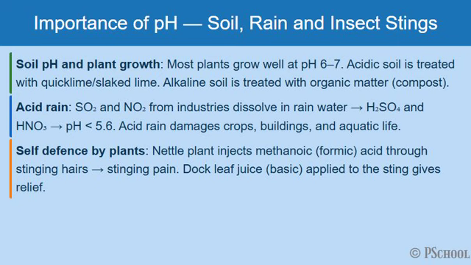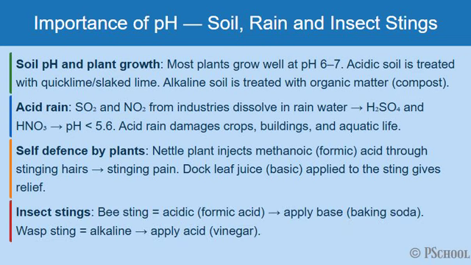Self-defense by plants: the nettle plant injects formic acid through stinging hairs causing pain. Applying dock leaf juice, which is basic, to the sting gives relief. Insect stings. Bee sting is acidic, formic acid, so apply a base like baking soda. Wasp sting is alkaline, so apply an acid like vinegar.